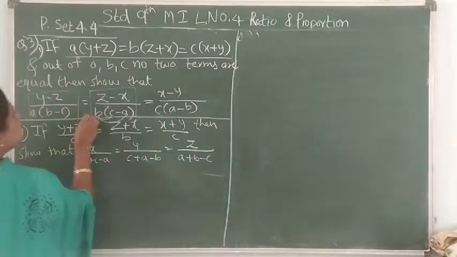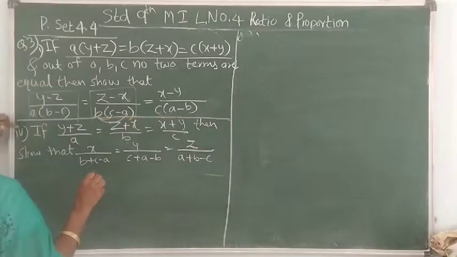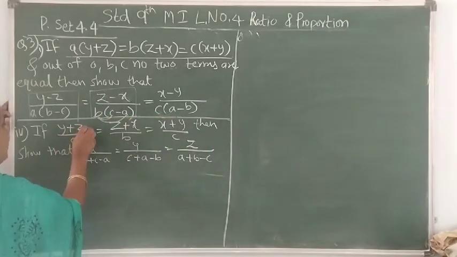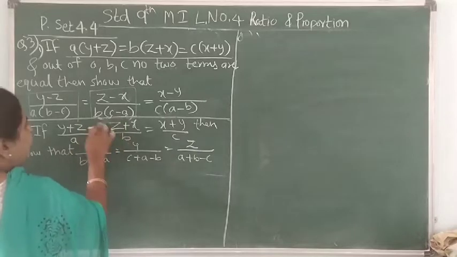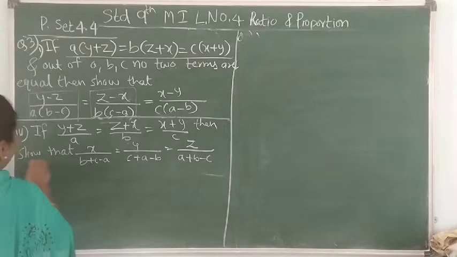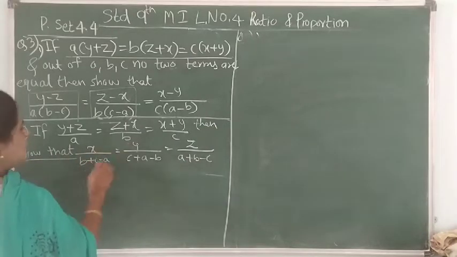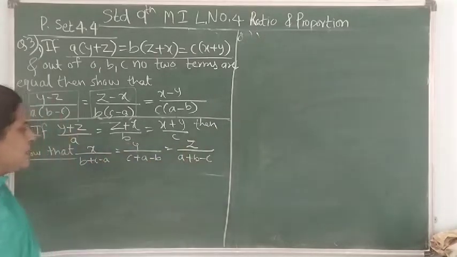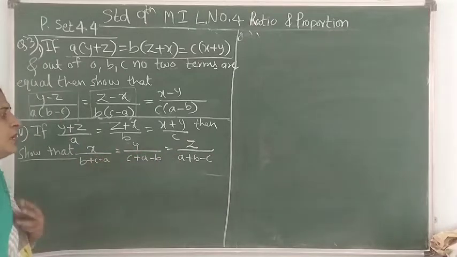Now in the fourth sub question, not fifth, in the third question, fourth one it is: if y plus z upon a is equal to z plus x upon b is equal to x plus y upon c, then we have to show that x upon something, y upon something in ABC, and z upon something in ABC, these three ratios are equal.